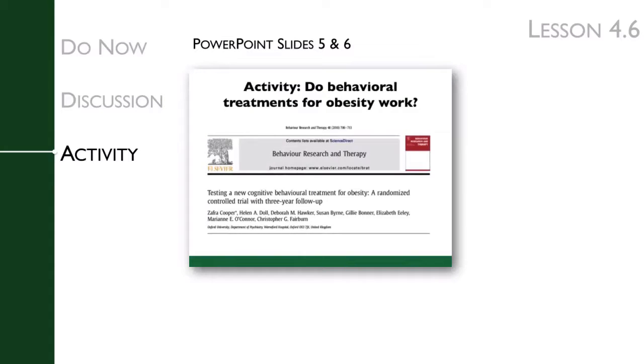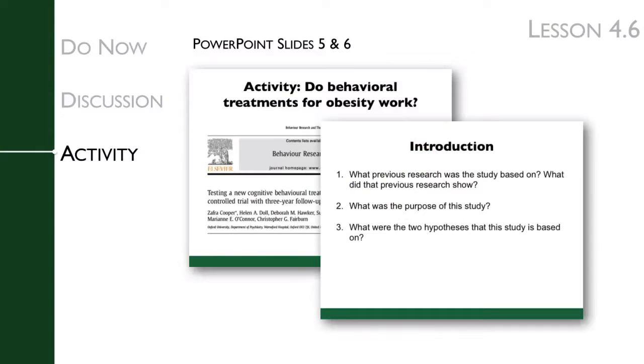The paper for this activity is called Testing a New Cognitive Behavioral Treatment for Obesity, a randomized controlled trial with a 3-year follow-up, and, as its name suggests, is about exploring the effects of a behavioral treatment on obesity. The activity worksheet is written to help students focus on the most important details of the article.